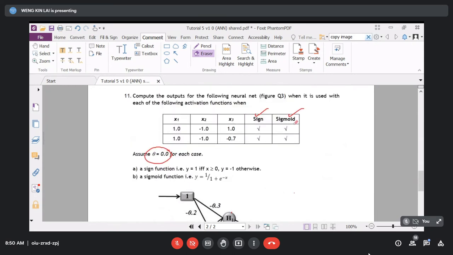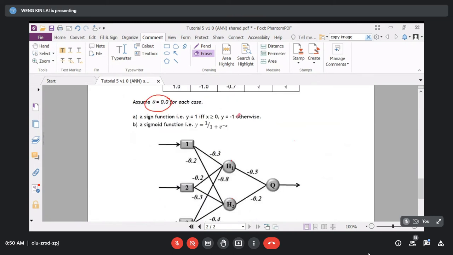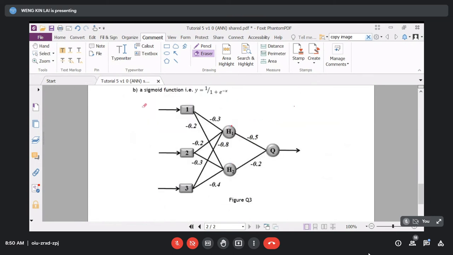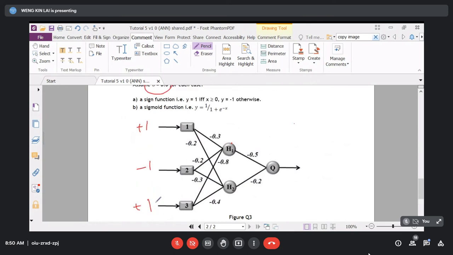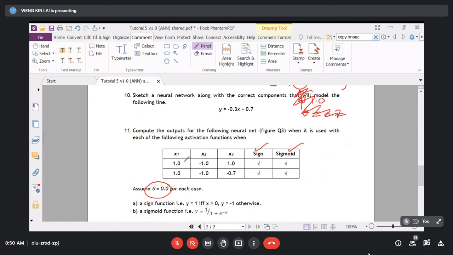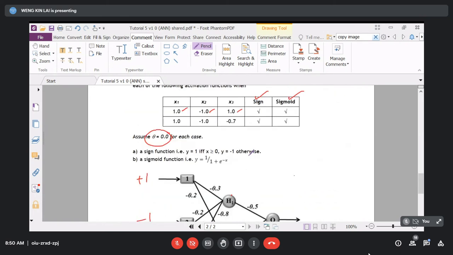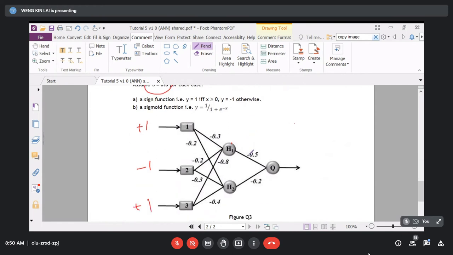Now, first of all, you are told that the input is 1, minus 1, and 1. So x1 is plus 1, minus 1, and plus 1 again. These are the three inputs. Now, what do you do? What is the output for h1 and h2? And then, of course, q. Q we will calculate together.